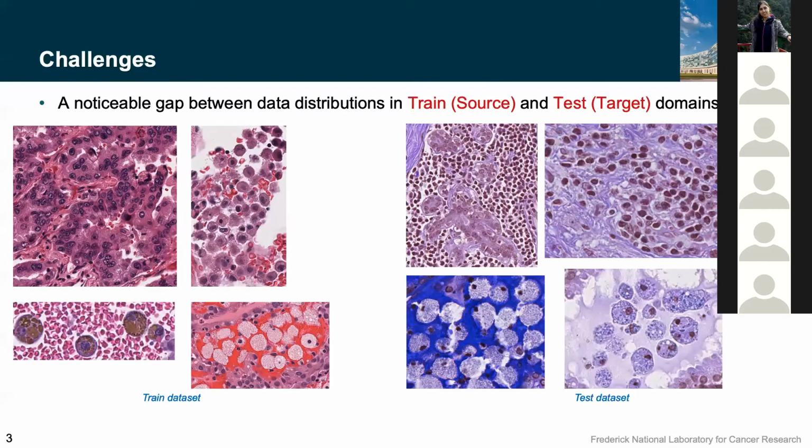First of all, I believe the most severe, most difficult challenge that I encountered while participating in the challenge was the noticeable gap between the data distribution in train and testing. The images on your left are from the train data set, and the images on the right are from the test data set. As you can see, there's an obvious color profile difference between the train and testing images.